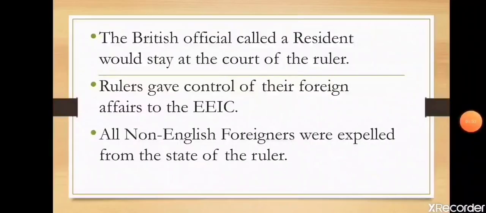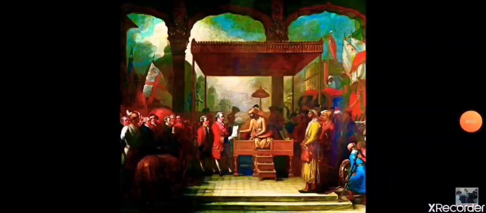Rulers gave control of their foreign affairs to the EEIC. The Indian rulers also could not maintain any relation with any of the other rulers without the permission of the British. Thus, the Indian rulers lost their right of independent decision making, and even their military powers lay in the hands of the British.